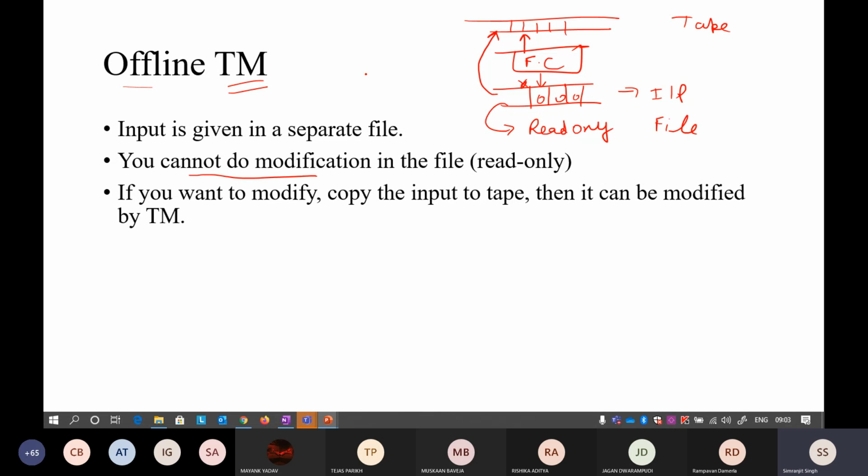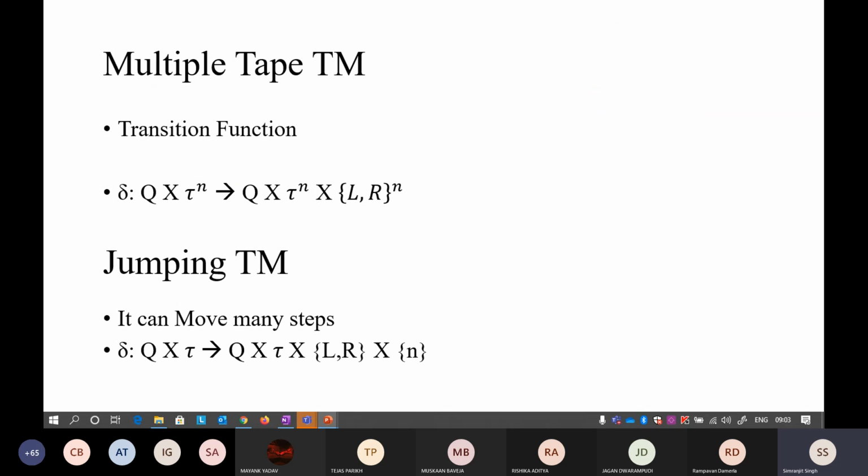Generally we give input directly by just entering the characters, but it is specified that you can give your input in a file also. In the same way, there is another Turing machine, the multiple tape Turing machine. The transition function defines exactly what multiple tape means: in a Turing machine, something like this.